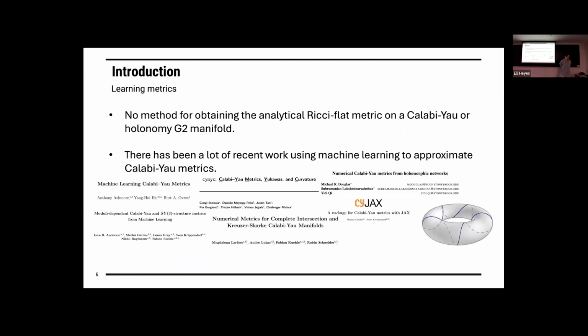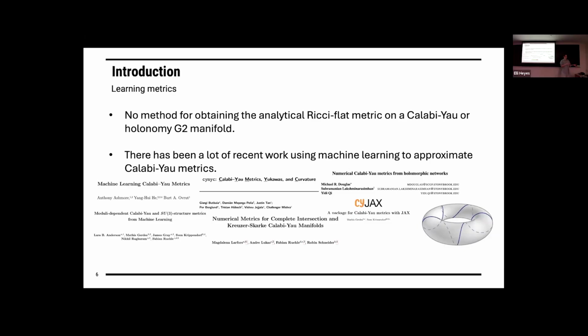So another potential application of applying machine learning to geometry is approximating metrics. One of the big problems that we have in string theory is that there is no method for getting the exact Ricci-flat Calabi-Yau metric or the G2 holonomy metric. And we need the metric in order to compute details of the theory, like the masses of particles and the coupling constants, etc. There are some properties of the theory that you can obtain just from knowing the topology of the internal space, but really in order to know the full details of your theory, you need to know the exact metric on the internal space.